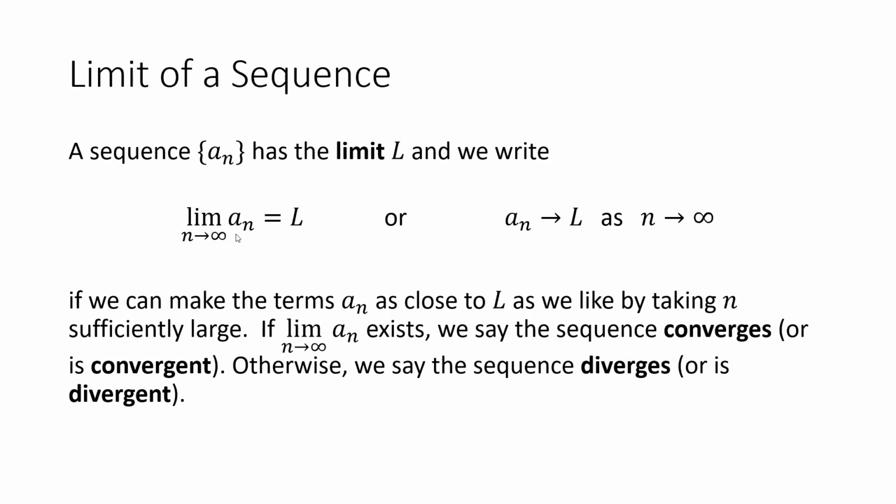Notice that for the limit of a sequence, it's always taking the limit as n goes to infinity. So the idea being, we want to see how the terms of the sequence behave as n gets very large. Do they appear to be approaching one particular value, or do they not appear to be getting closer to one particular value?